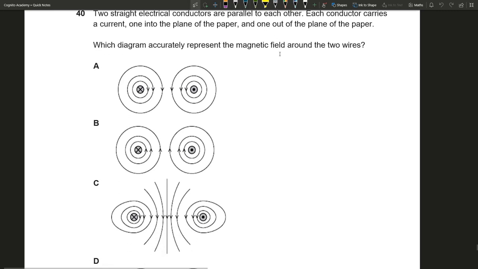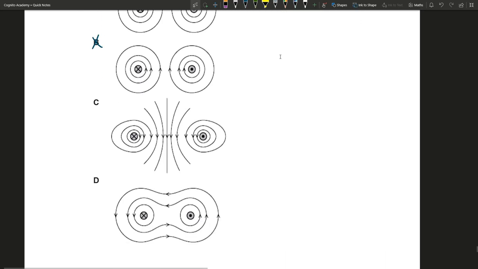So B is wrong because the direction of magnetic fields are wrong. A, by the right hand rule, has the direction of the induced magnetic fields correct, but it doesn't take into account that in the center, where there's a magnetic field from here and a magnetic field from here, the magnetic field should be stronger, so the field lines should be closer together, which they are not over here. So A is also wrong. C represents what we're looking for accurately.